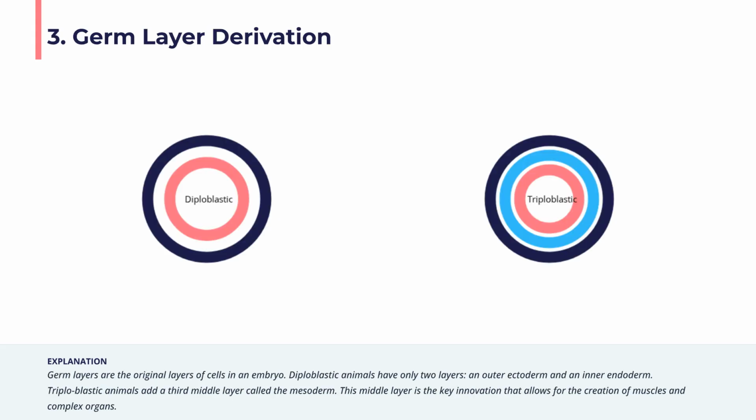Germ layers are the initial cell layers in an embryo. Diploblastic animals have two layers, ectoderm and endoderm. Triploblastic animals add a third, the mesoderm, which is key for creating muscles and complex organs.